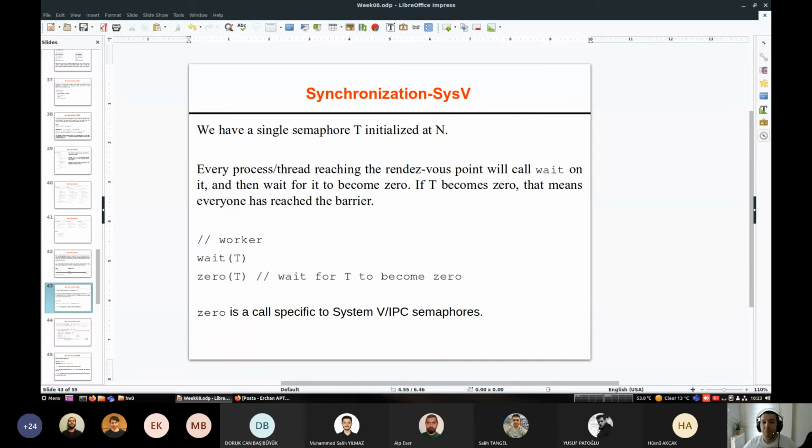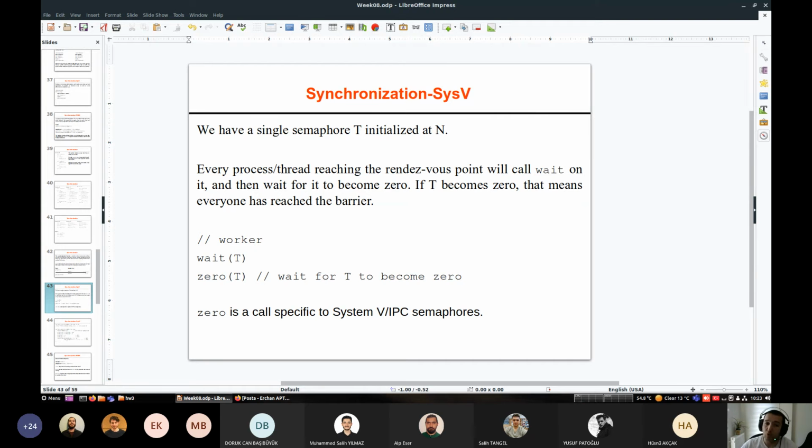Now, you can solve it, of course, with POSIX semaphores or System 5 semaphores. With System 5 semaphores, it is very easy, as usual. You have a single semaphore, and it is initialized at n. Every process or thread reaching the rendezvous point will call wait on it, and then wait for it to become 0. If it becomes 0, that means everyone has reached the barrier. Initially, the semaphore has a value of n, equal to the number of processes that we want to synchronize with respect to the barrier.